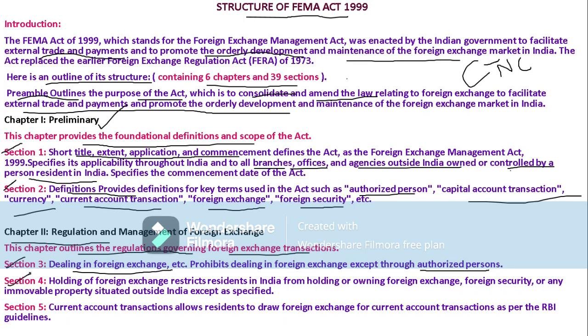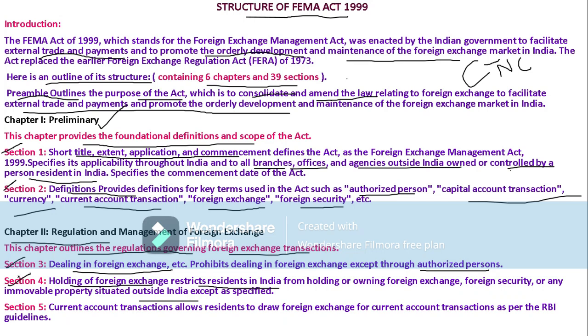If we see section 4, what does section 4 say? Section 4 says about the holding of foreign exchange. It restricts holding of foreign exchange by residents in India. Persons who are residing in India shall not acquire, hold, own, possess, or transfer any foreign exchange, or any foreign security, or any immovable property situated outside India. So the person resident in India shall not possess, acquire, hold, own, or transfer foreign exchange or foreign security. Those aspects will be discussed under section 4.